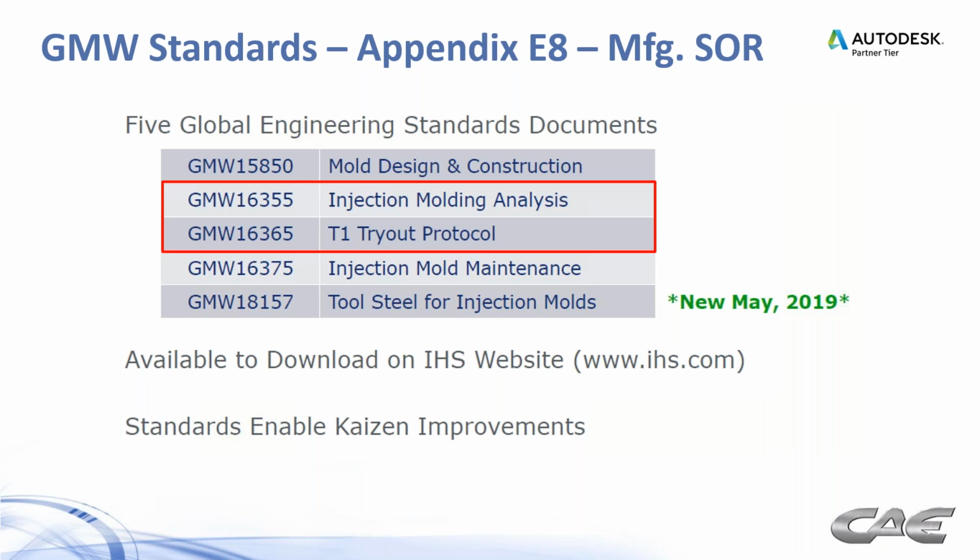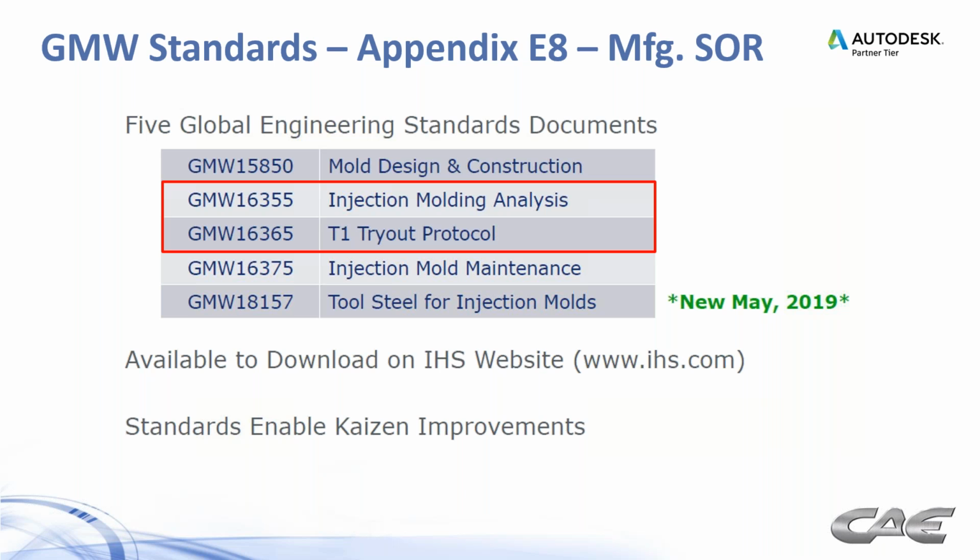And these are the documents that are involved in the GM standards. It all stems from the Appendix E8, if you're familiar with that. It's a manufacturing statement of requirements. The two we're going to focus on are the GMW 16355, which relates to the injection molding analysis, Moldflow analysis, and then the 16365, which is the T1 tryout protocol.